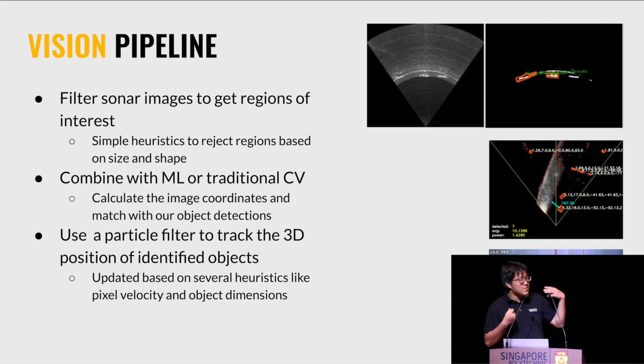So what we do is we calculate the image coordinate. We use a camera matrix, and we take the sonar image and find the range and azimuth of the object, and then we project it onto our camera feed so that we can match it with our object detection bounding boxes. And then after that, we use a particle filter to track the 3D position of these identified objects. And we use, of course, several heuristics to reject these detections based on maybe bounding box size, or maybe even if your vehicle is moving to the left and then your bounding box will move to the right. So we use several simple heuristics to reject matches. So that's our vision pipeline.